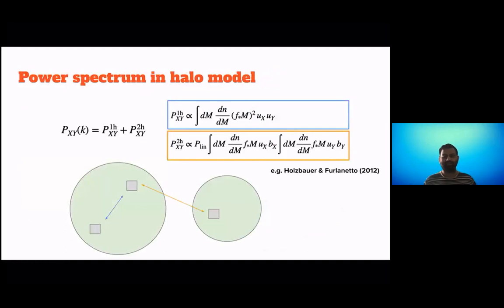Let's look at the power spectrum, which is the Fourier counterpart of a correlation function and gives a measure of spatial fluctuations in the signal. The power spectrum in the halo model is given by two terms, which are the one halo term and the two halo term. The one halo term, given in this blue box, describes the correlation within the halos. And the two halo term describes the correlation between locations inside two different halos.